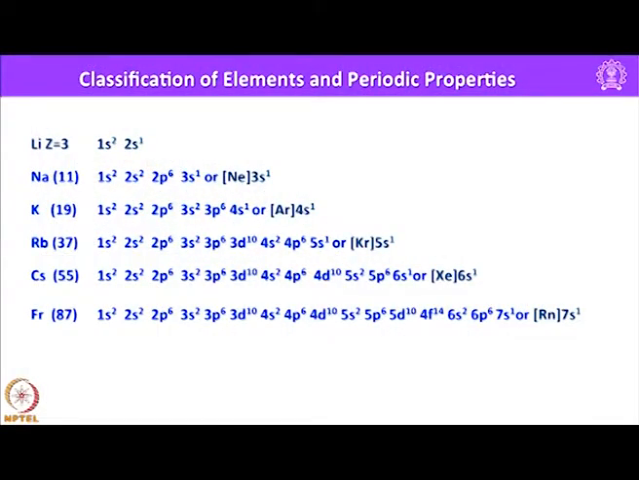I have shown here the electronic configuration of group 1 elements starting from lithium to francium, and of course there are two ways one can write the electronic configuration. Simply you can expand and keep writing all electrons in the order of increasing energy, taking a clue from the Aufbau principle, or one can also simply consider the previous inert gas element and then simply write the valence electron.